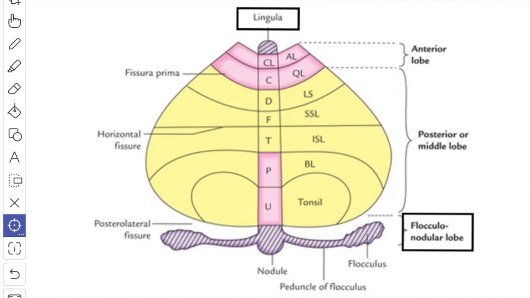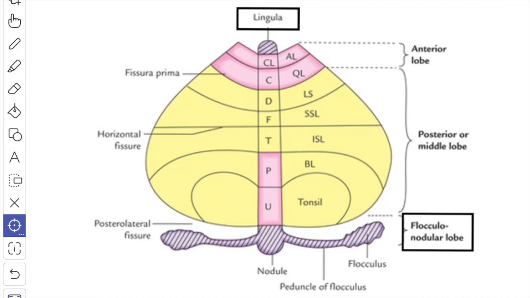So now we'll see the subdivisions in the anterior lobe. The superior vermis consists of lingula, central lobule, culmen. The cerebellar hemisphere has ala and quadrangular lobule, which correspond with the central lobule and the culmen of the superior vermis. The lingula does not have any corresponding lateral projection in the cerebellar hemisphere.